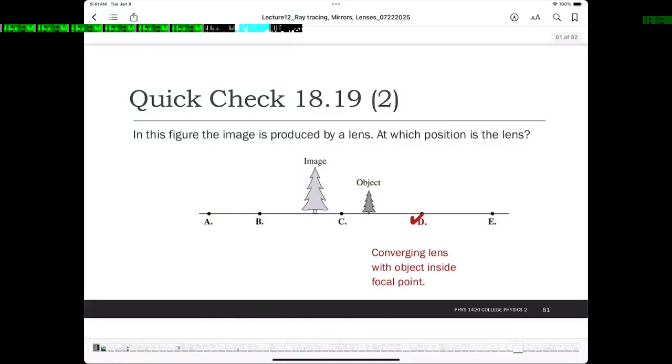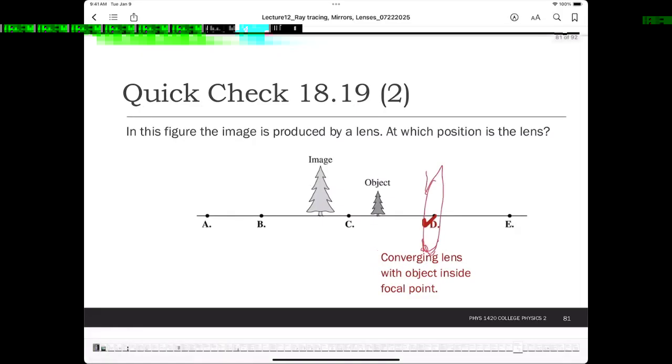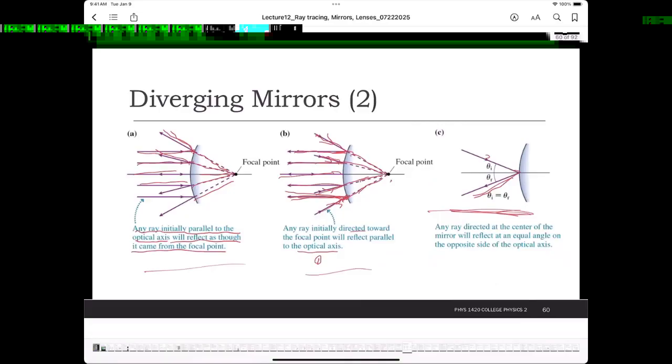This question: in this figure, the image is produced by the lens. At which point is the lens? This is the image, and this is the object. Because this is a convergent lens with the object inside the focal point, the lens should be here, at the vertical point. You can compare and put this thing to it.